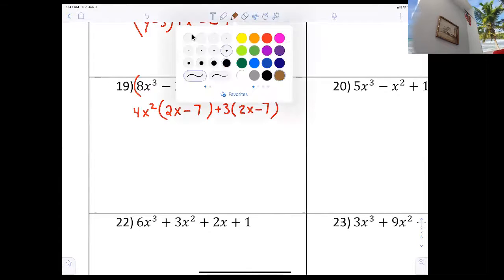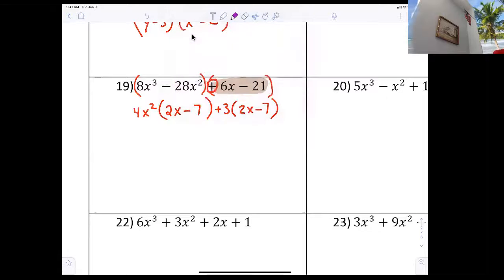All right. So now we're looking here. 2x minus 7. 2x minus 7. So we put that down. 2x minus 7. And what's left behind? 4x squared plus 3.